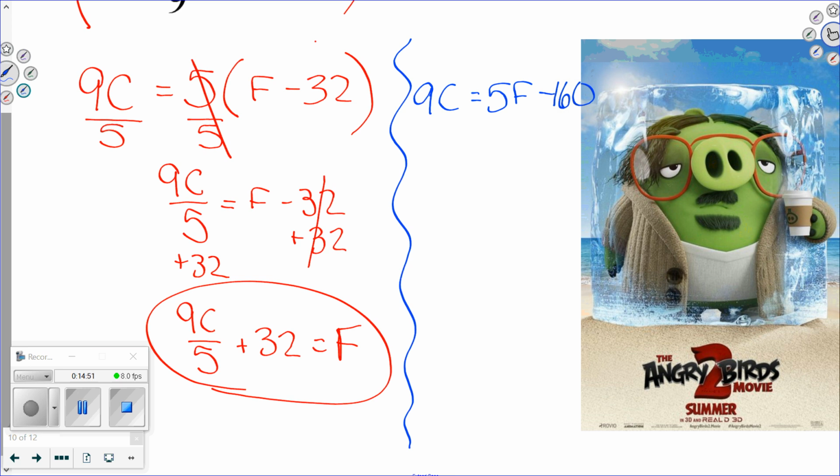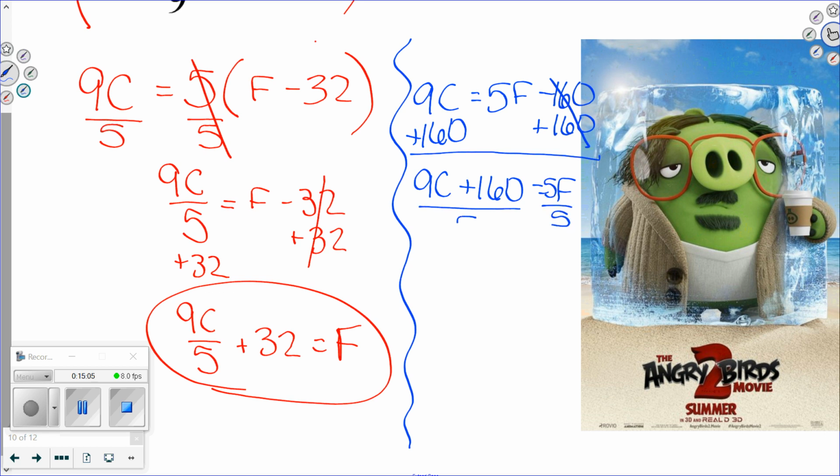All right, so if you're trying to get f by itself, then you would add the 160. So 9c plus 160 equals 5f. And then divide by 5. So 9c plus 160 over 5 equals f. Is that the same as this? Yeah. 9c divided by 5, and 160 divided by 5 is 32. It's simplified. That's all the difference is.